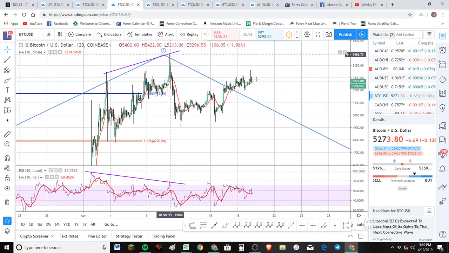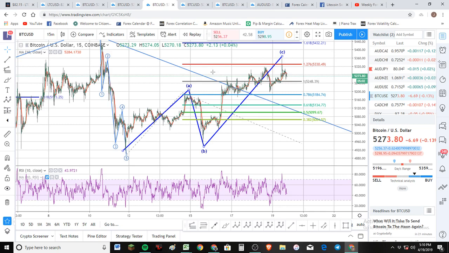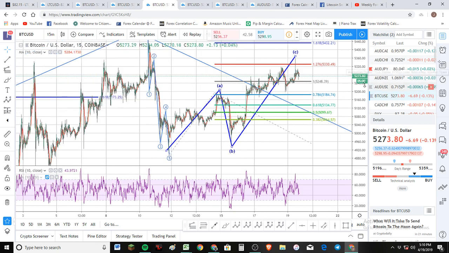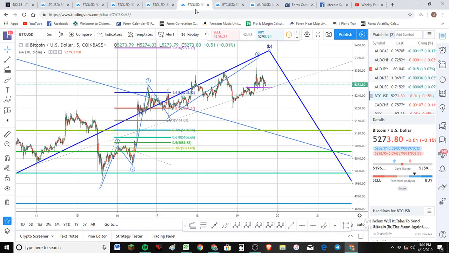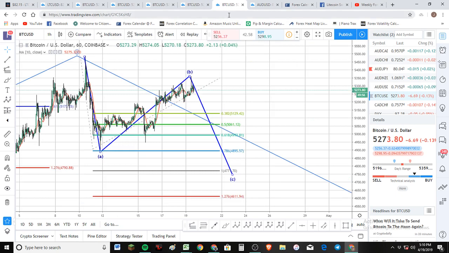That means we're coming down for an ABC. So let's go to the next chart here, and that's exactly what we have going on. Now, let's see, do I have a better chart than that? There it is, right there. So this should be an ABC forming like this.